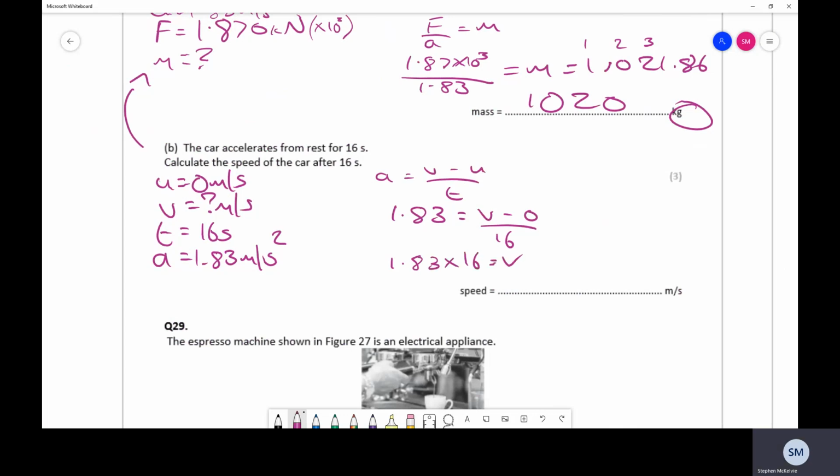I don't have to do any changing around of anything. It doesn't need any special significant figures. It is just going to give me my answer as 29.28. And there are 2 decimal places there, so I'll leave it as 2 decimal places there as well.